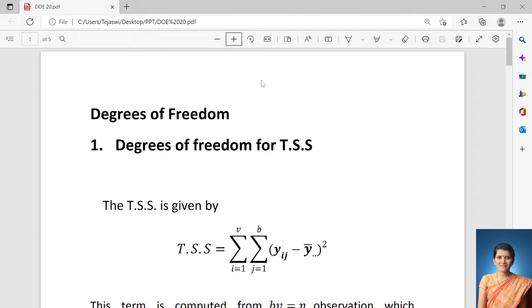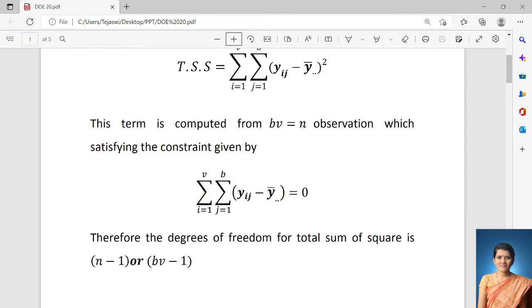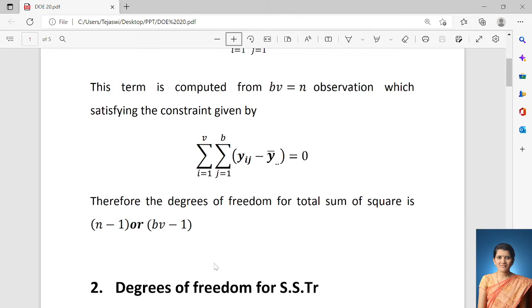So first, the total sum of square is given by double summation (yij minus y double dot bar) whole square. This term is computed from n equal to bv observations, which satisfies the constraint given by double summation (yij minus y double dot bar) is equal to 0. Therefore, the degrees of freedom for the total sum of square is n minus 1, or with n replaced by bv, it is bv minus 1.